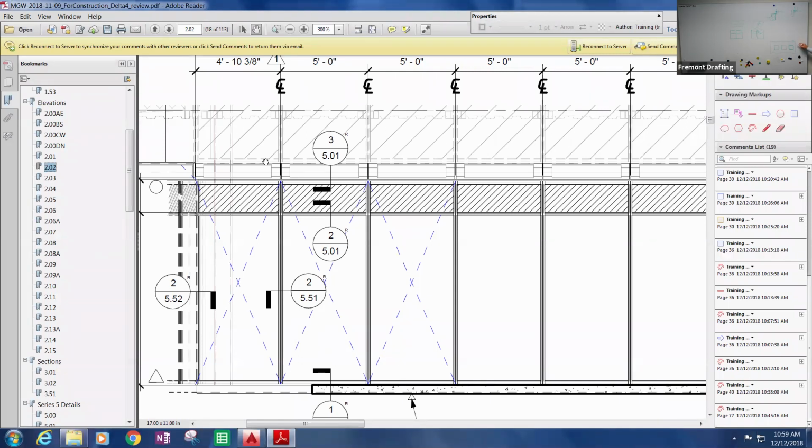But then where that stops and all of a sudden you've got a curtain wall going up, you'd have to look at that to see what would accommodate.